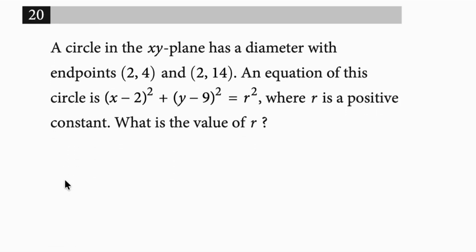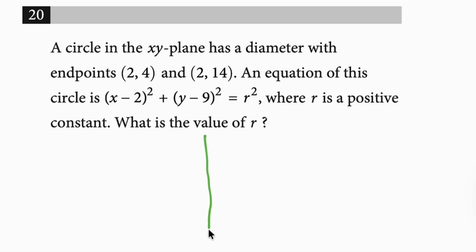Question number 20. Now this is a wonderful question. First, let's do it the traditional way, and then we will see the pattern in this question. A circle in the xy plane has a diameter with endpoints (2, 4) and (2, 14). An equation of this circle is (x minus 2) squared plus (y minus 9) squared is equal to r squared, where r is a positive constant. What is the value of r?